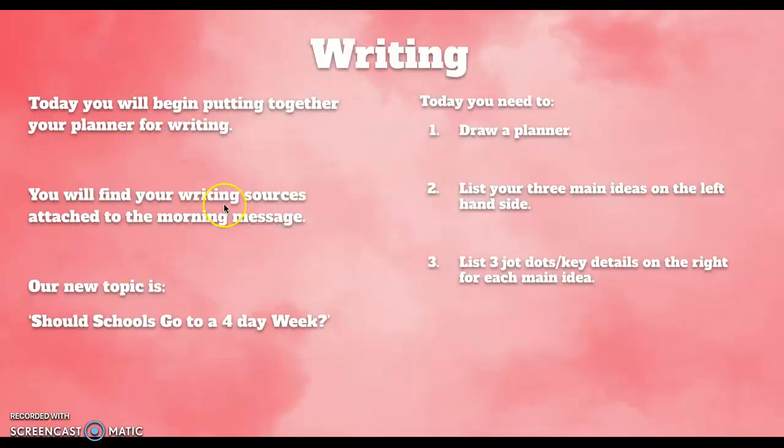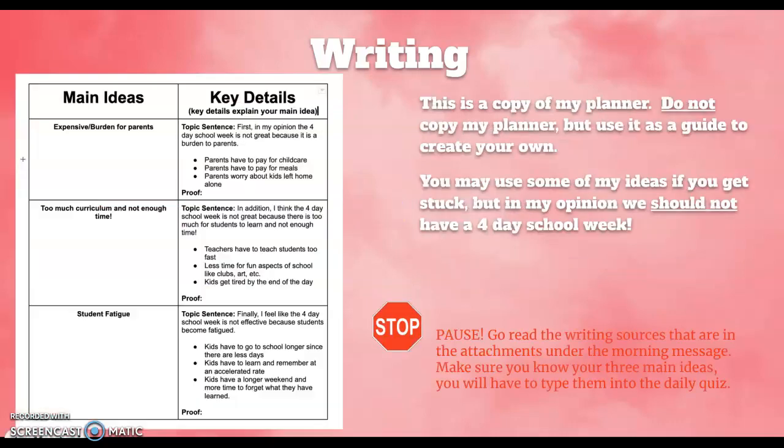Writing. Today you will begin putting together your planner for writing. You're going to find your writing sources attached underneath the morning message. Our new topic again is should schools go to a 4-day school week? So today you need to draw out a planner, list your 3 main ideas on the left-hand side like we do in class, and then list your 3 jot dots or key details on the right for each main idea. And we're going to look at what that might look like.